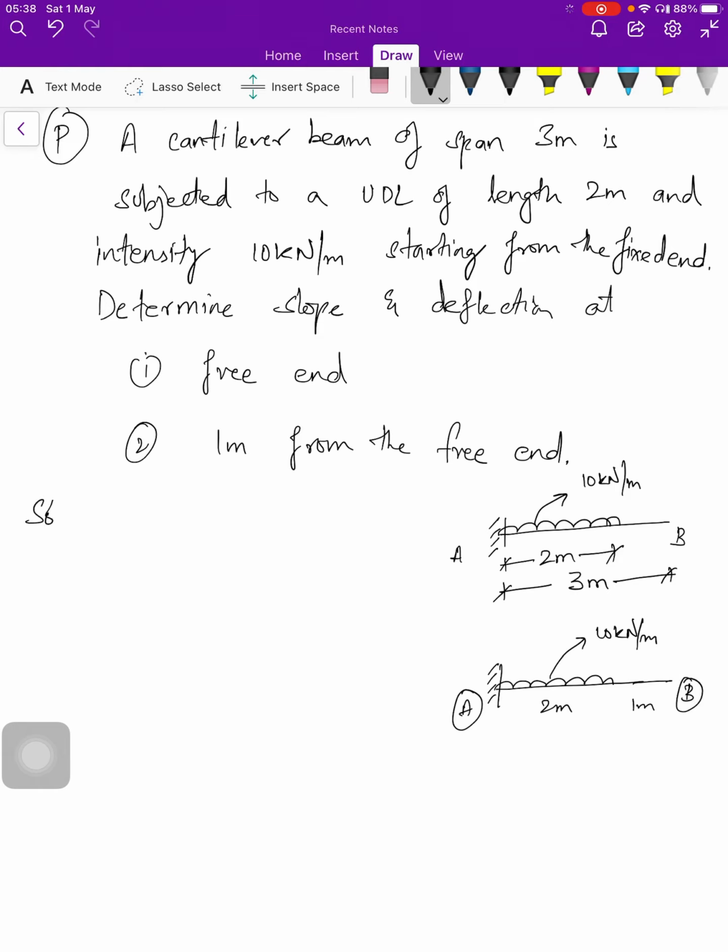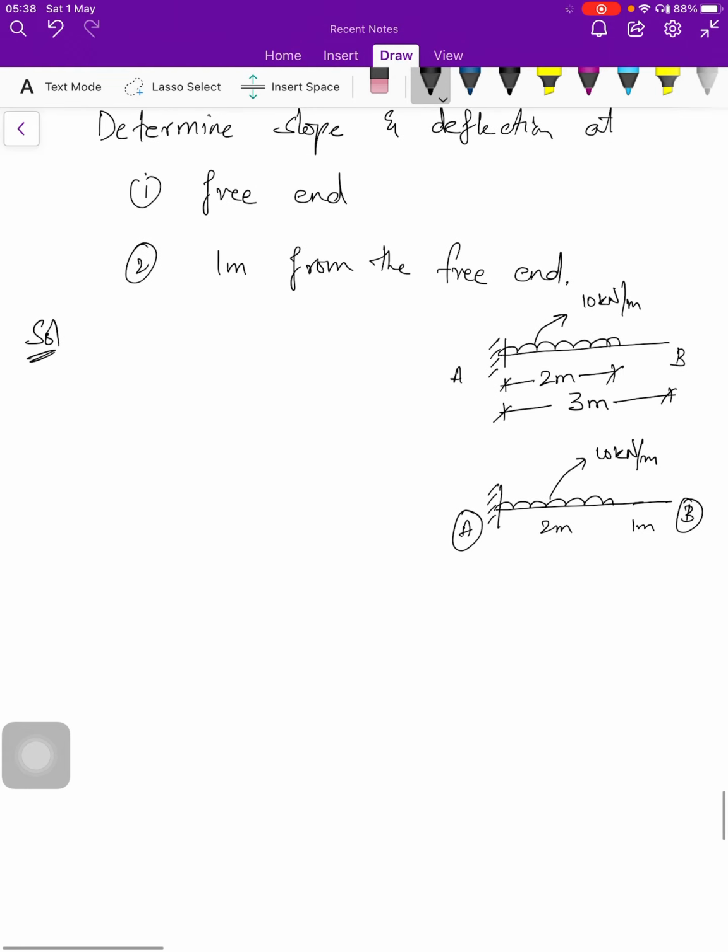Now, solution. Remember the governing equation we have: EI d square y by dx square is equal to Mx. So you need to consider one section, calculate the value of Mx, substitute in the governing equation, and integrate this equation twice. So see the problem here. You need to consider one section. This problem can be solved by using the double integration method also, because there is no need for two sections. So you require only one section here.